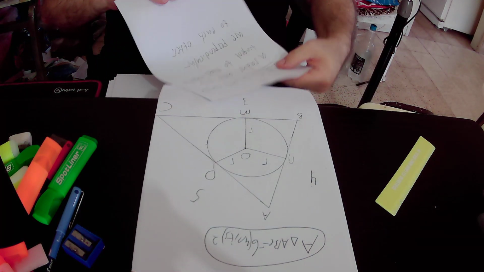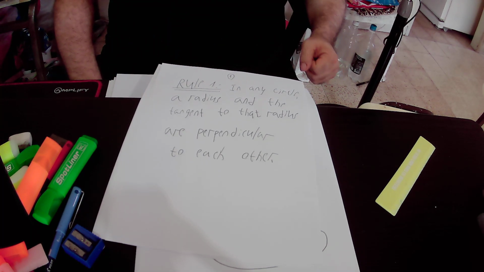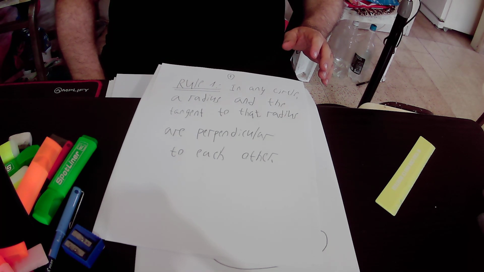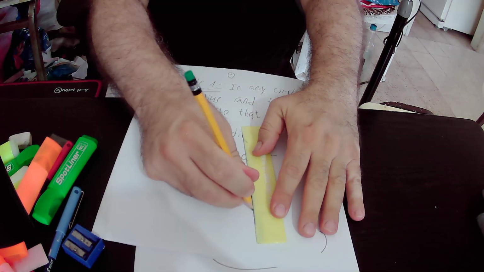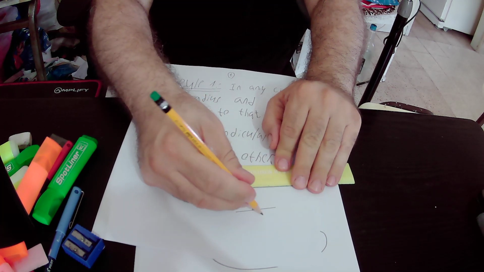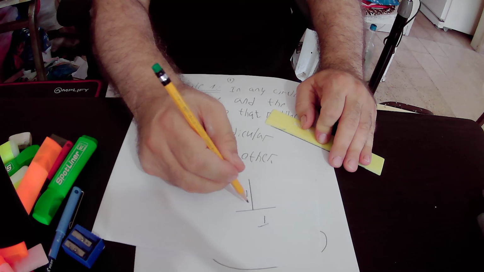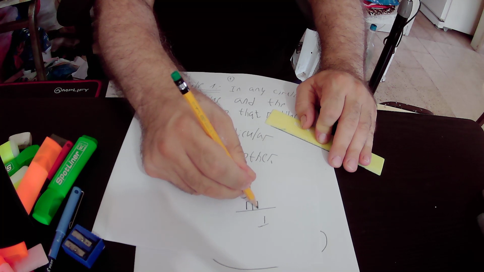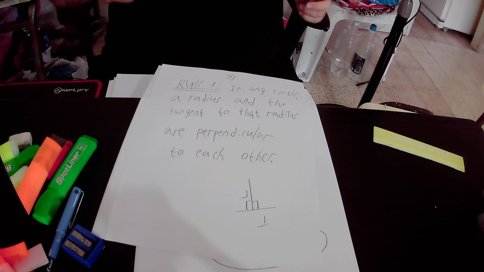I will read again rule number 1. Rule number 1 states that in any circle, a radius and the tangent to that radius are perpendicular to each other. So actually, if we have a radius, let's call it R, and we have a tangent to that radius, let's call it T, then the radius is perpendicular to its tangent. That is to say, this angle is 90 degrees and this angle is also 90 degrees. So in any circle, a radius is perpendicular to its tangent.